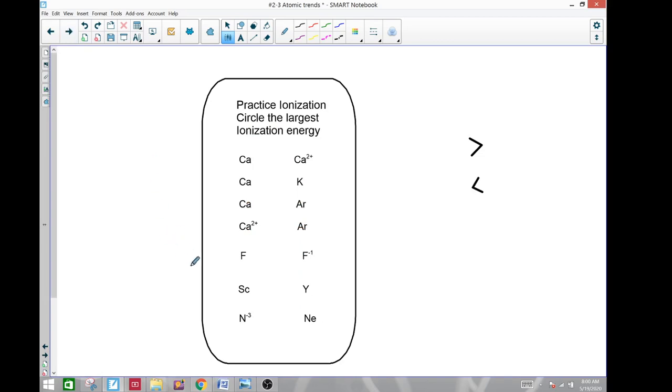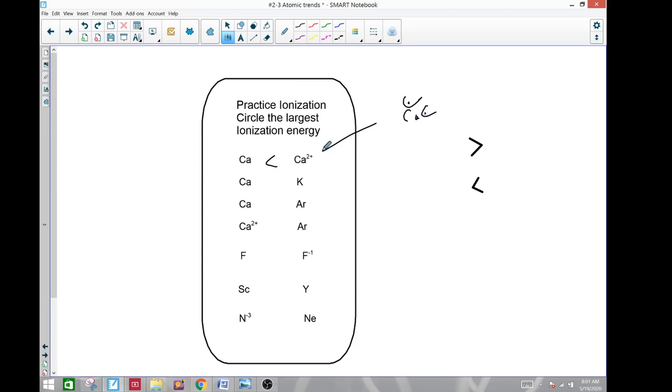So we get some practice here. Okay, again, we're going to walk through this on your own. You want to pause this and try it out and see how this works. Okay. Practice: circle the largest ionization energy. Or you can draw a little greater than or less than sign. I might do that instead. So calcium 2 plus. Here's an interesting one. Keep in mind that calcium, when it's 2 plus, typically has only 2 valence electrons. So it's going to lose both of those and it's going to expose a much smaller atom.